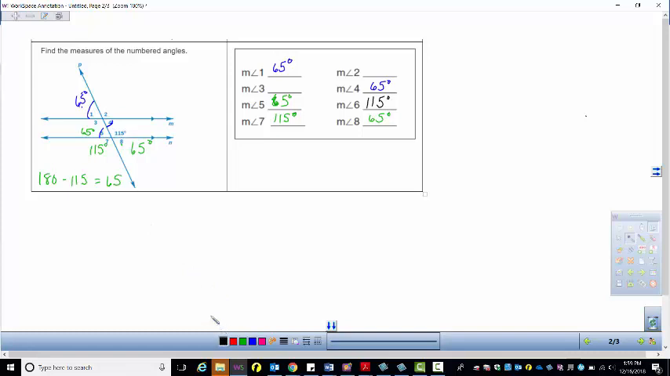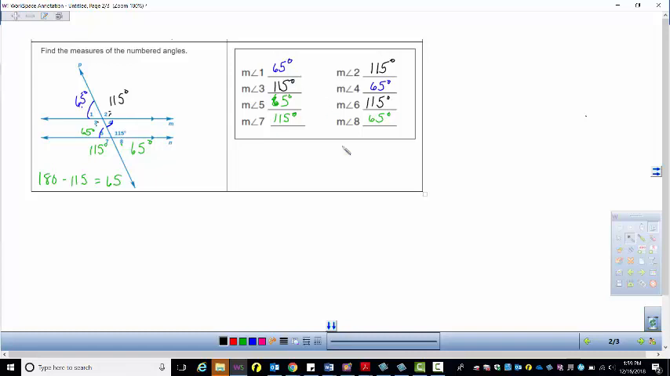And then all you have left is 2 and 3. So if I look, angle 2 and angle 7 would be equal because they are outside on opposite sides, so they're alternate exterior. So angle 2 would be 115 degrees. And then angle 3 would equal the same because they are vertical.